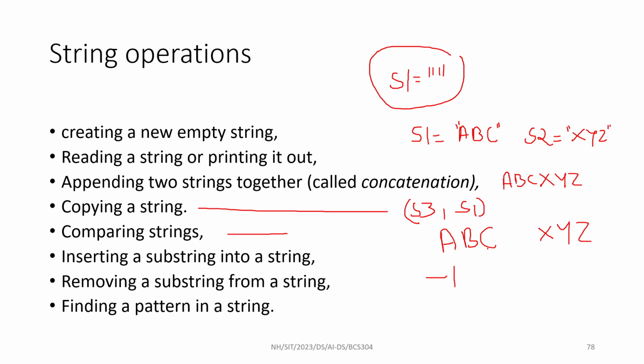Here, that doesn't mean the length of XYZ or the length of ABC. XYZ in the dictionary appears after ABC. That is why its ASCII value is like that. In such a case, it returns a positive value. When the compare function returns a positive value, then we can say that the first string in the dictionary appears after the second string. Now, one more example.